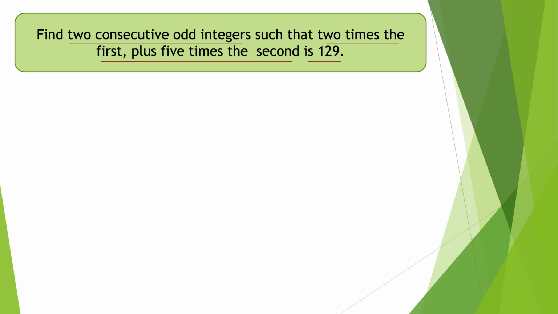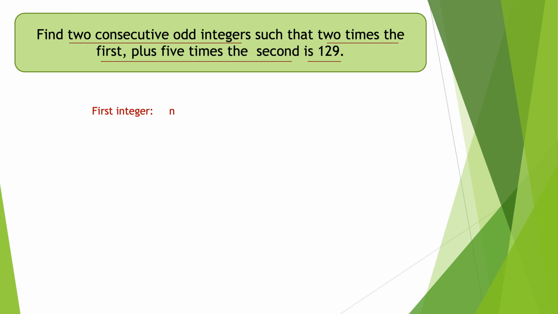Go ahead. Little stop and start moment here. Okay. So first integer is n. Now these are consecutive odd, and consecutive odd can be tricky. A lot of students want to write n, n plus 1, n plus 3, and it's wrong.